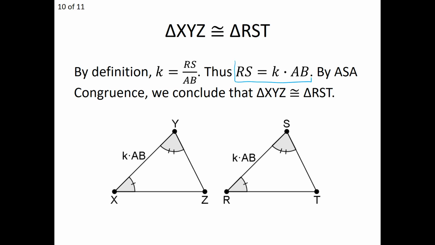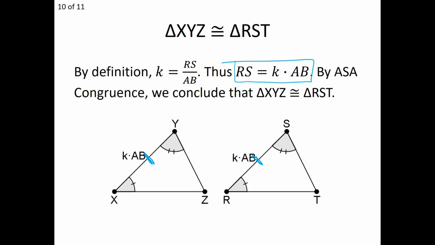But do you recognize that statement there? K times AB is an expression we've seen before. K times AB is the same as the length of XY in our triangle XYZ. Well, if XY is K times AB and RS is also K times AB, then what do we know about those two side lengths? They are the same, which means we can come down here and mark our sides XY and RS equal. Those are equal in measure.